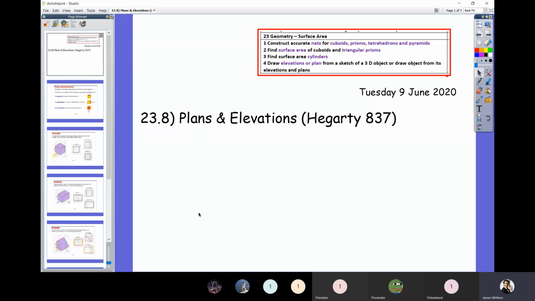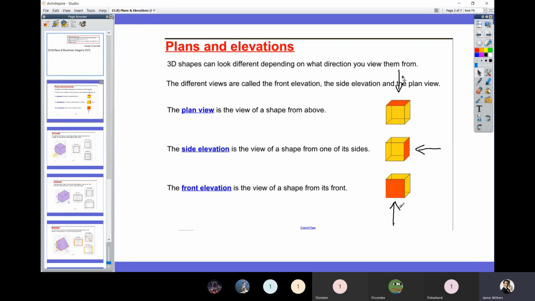Anyway, brand new topic, okay? Plans and elevations. And this is going to lead us into trying to do Hegarty 837, please. So what are plans and elevations? What we're doing here, you've got to imagine that you've got some three-dimensional shapes and that you're an architect and you're just drawing some plans. So you could be drawing some plans on paper looking as a bird's eye view, looking from above, looking down. That's typically what architects' plans do. They sort of look downwards. But then equally, you could be drawing some plans from the side of a building. So you could be doing some plans looking from the front of the building or from the side of the building, for example.